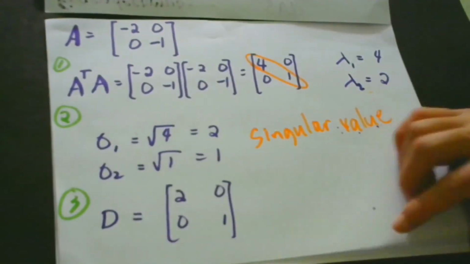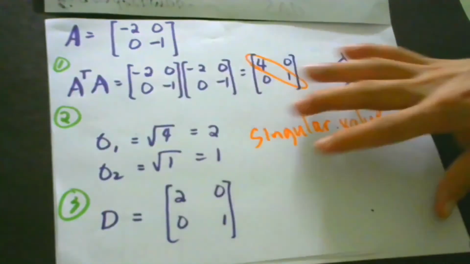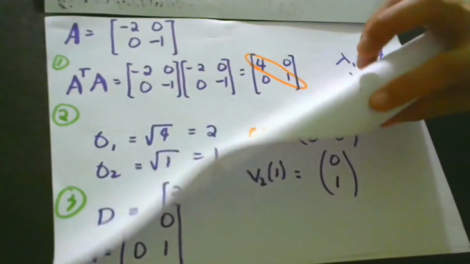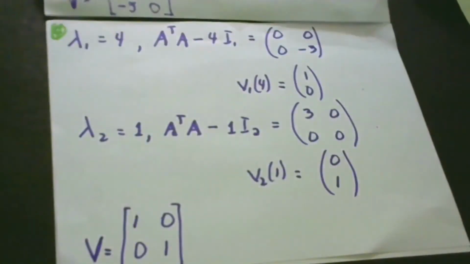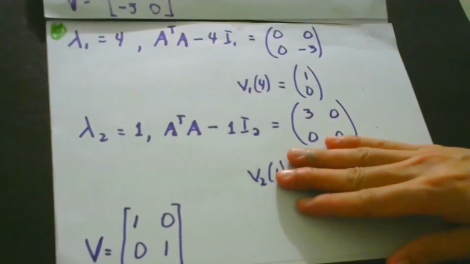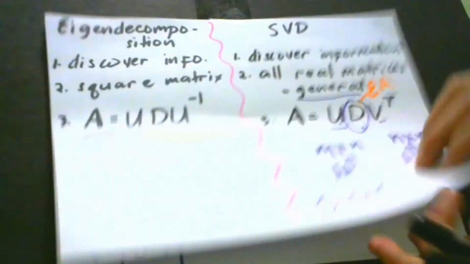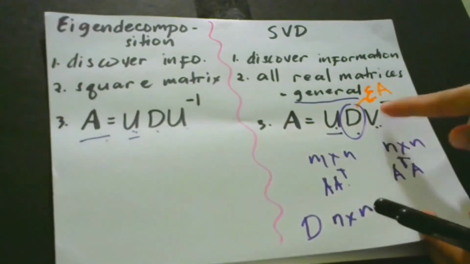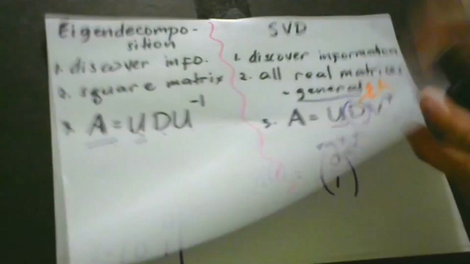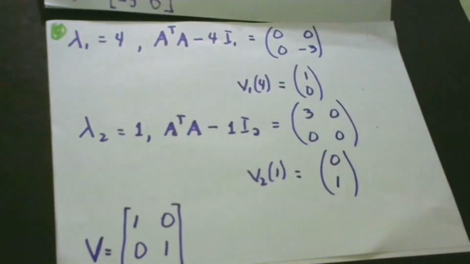So what shall we do then after having 1, 2, 3, 4? Okay, so let's go to step number 4. And our step number 4 says that we're going to set up a V. So where is V? Remember V? So how are we going to set up V?